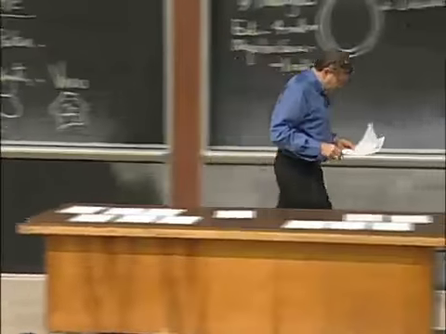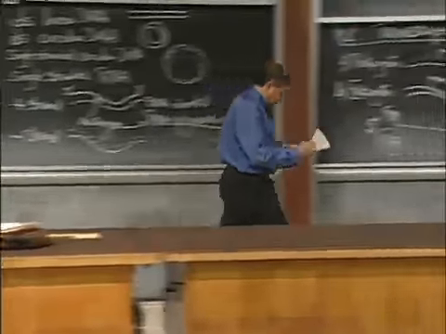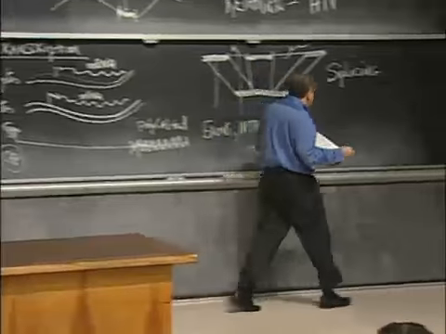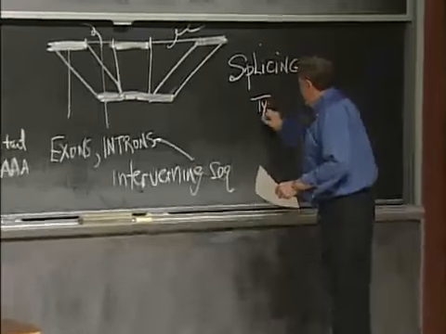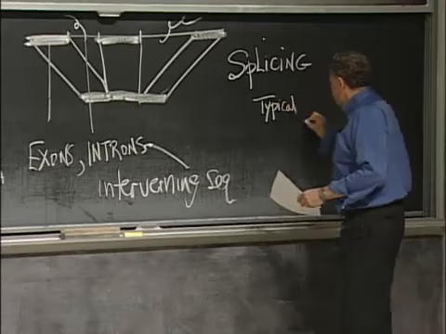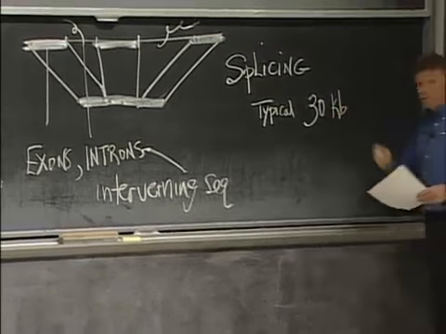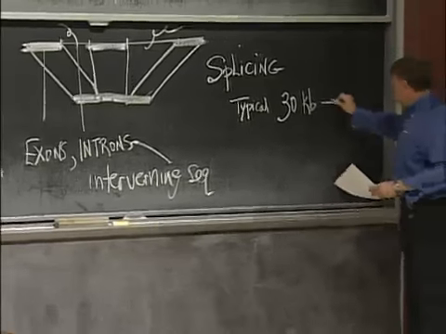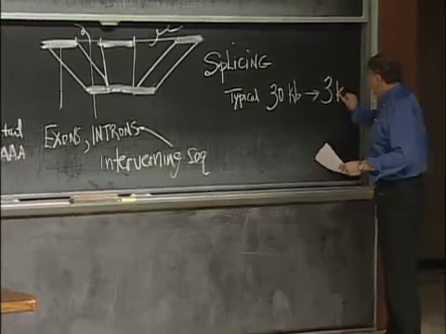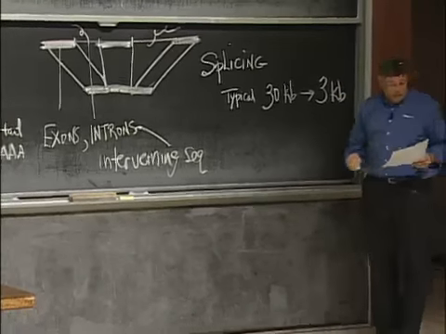So, there's some pretty impressive splicing events that go on. A typical gene might start off 30 kilobases, 30,000 bases, and it might get spliced down to 3 kilobases, 3,000 bases.